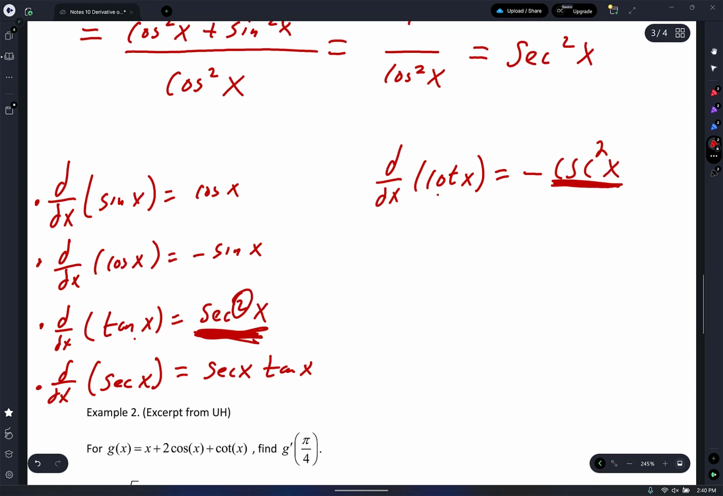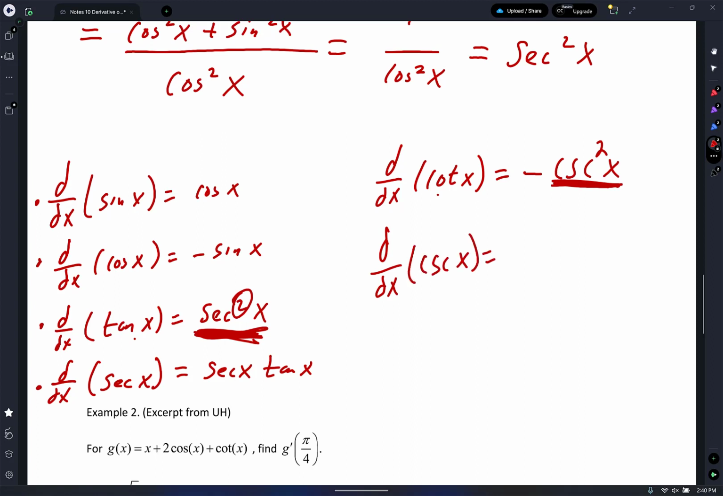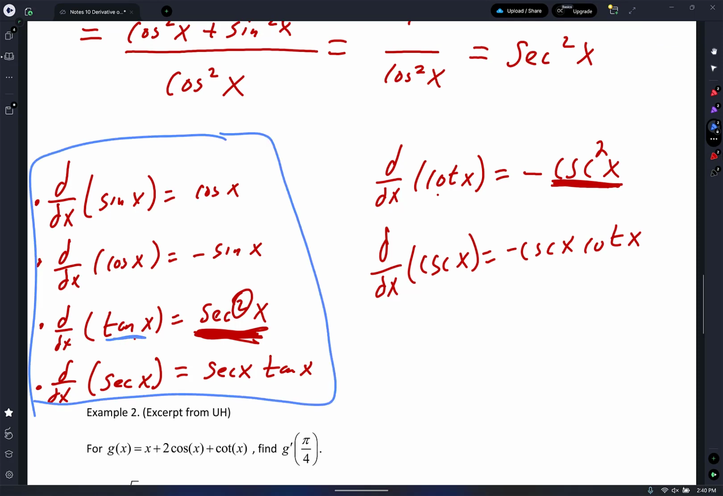Maybe I'm doing such a horrible job here. It may look better after I do this one. Secant x, and then cosecant x, negative cosecant x cotangent x. Okay, they're all related. I agree with you guys that I did a bad job. Know these four. What's the derivative of tan x? Secant squared. What's the derivative of secant x?